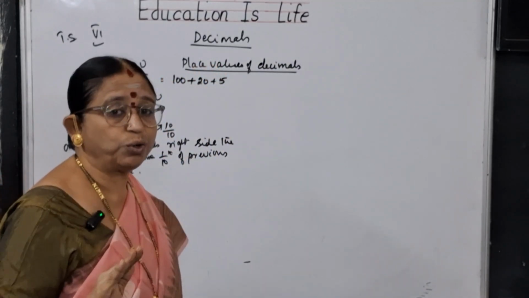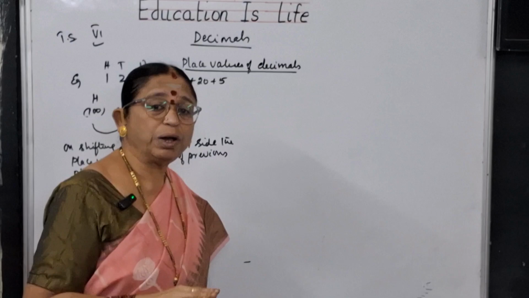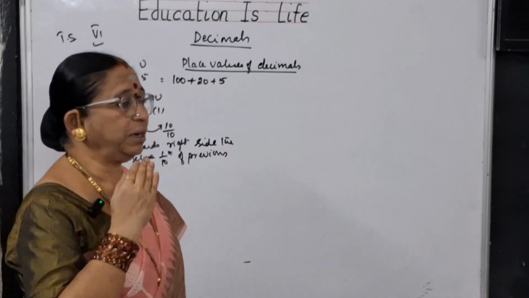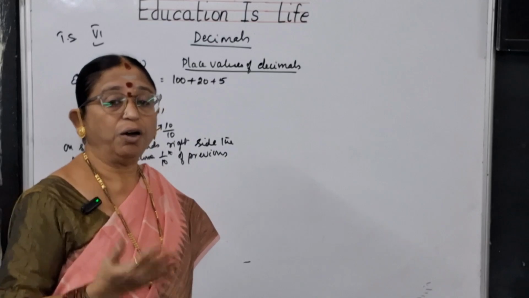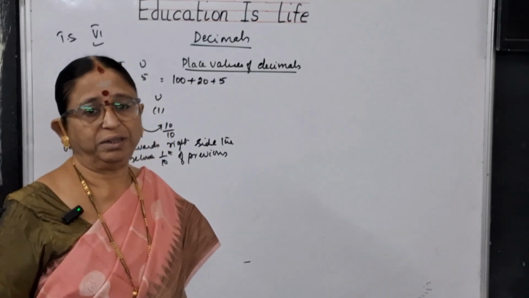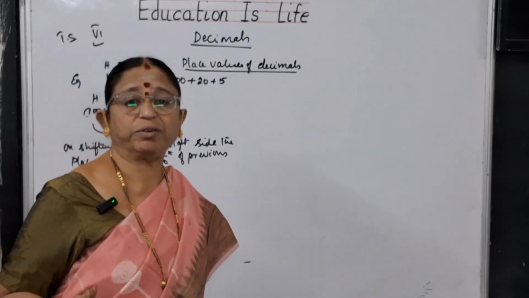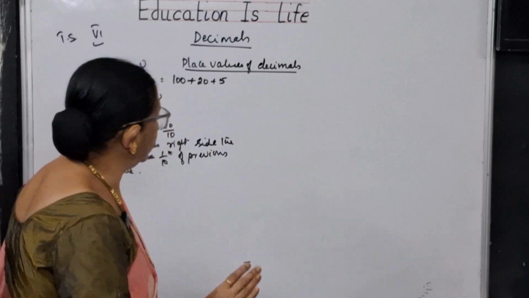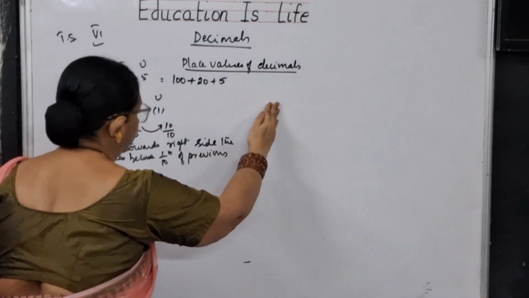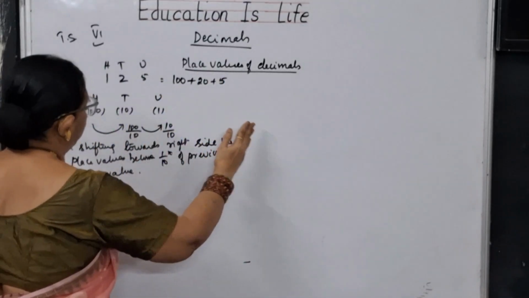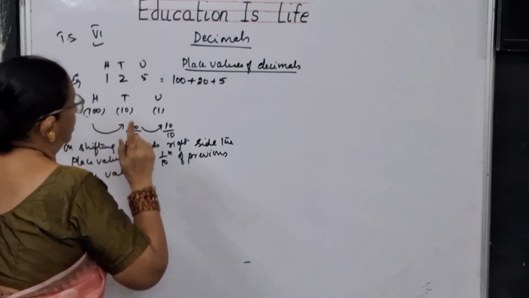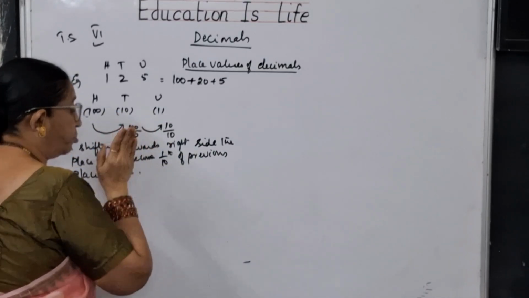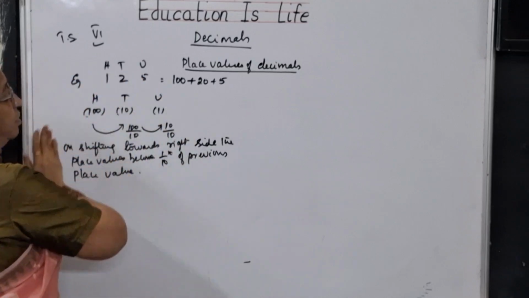So we should know what is going to happen to the numbers when they move from left to right. How many parts is it divided into? If you know that, you can understand decimals very well. So when I shift from left to right, what is happening here? Each place value is 1 by 10th of the previous value.